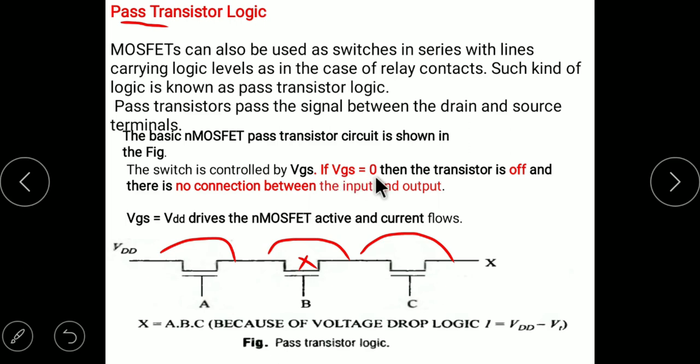If VGS is equal to 0, then the transistor is off. VGS is nothing but the voltage at the gate terminal. If VGS is equal to 0, then the transistor turns off, hence there is no connection between the input and output, and the output goes to 0. If all the transistors are on, then output X is equal to A and B and C.